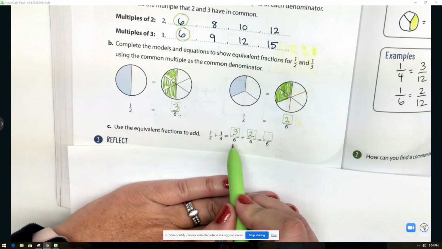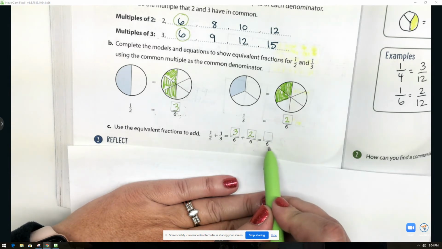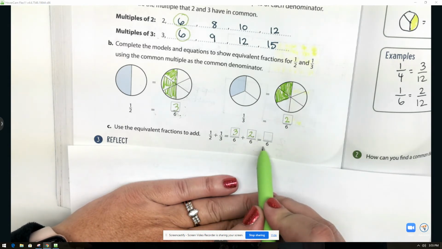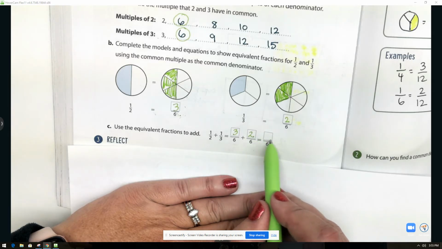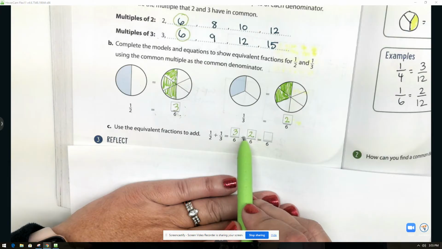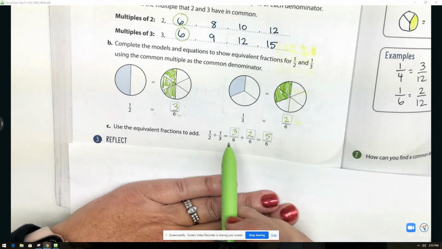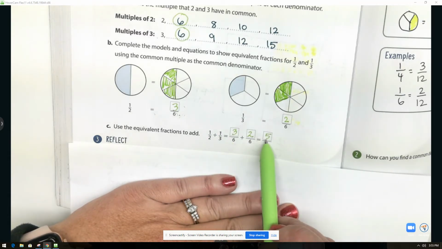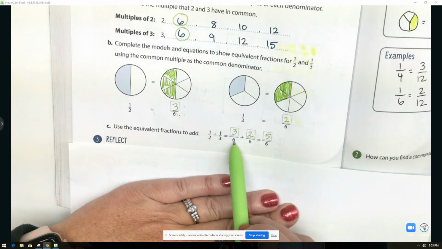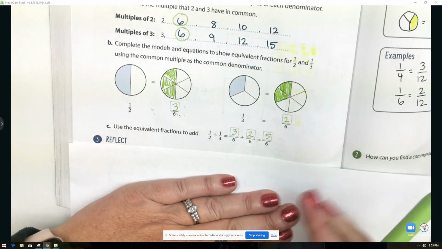So now we can add them because they have a common denominator. The denominator stays the same. When you're adding fractions, you never change the denominator, you only change the numerator. So we're going to go ahead and add 3 plus 2 equals 5. So if somebody asked you how much is 1/2 plus 1/3, the answer would be, after you found the lowest common denominator or the lowest common multiple, the answer would be 5/6.